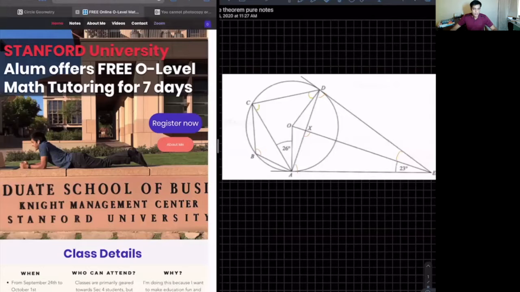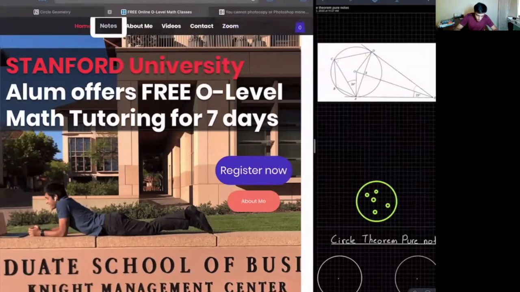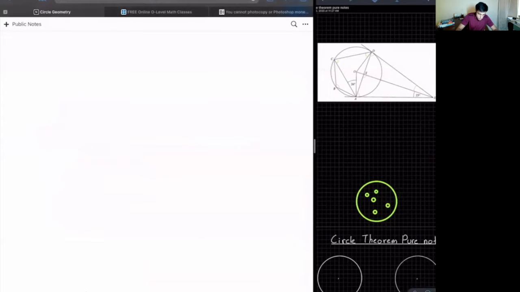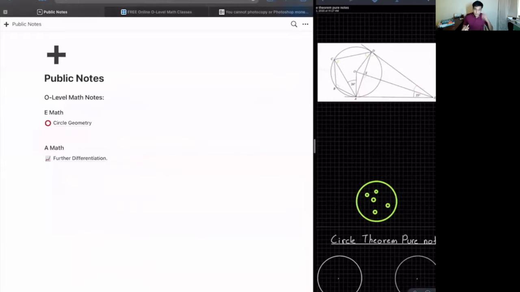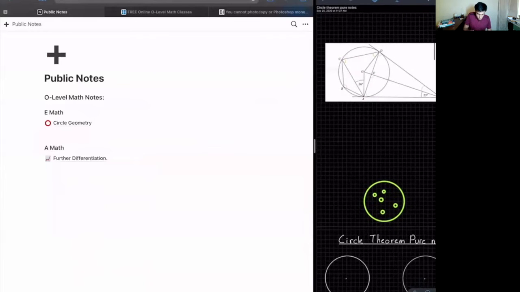To get started, if you go on the website now, if you click on this notes page up here, and click on notes again, it will take you to a new page, to this link. On this link, there are both circle geometry over here and further differentiation from yesterday.